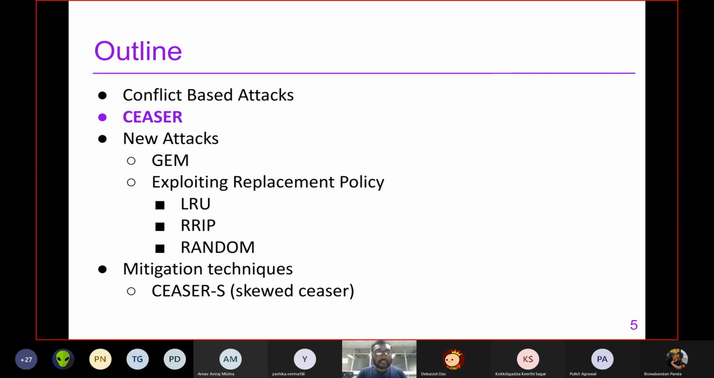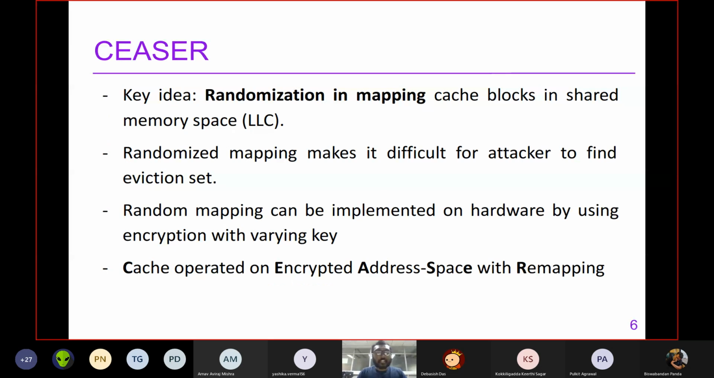Now we see a randomization based technique to mitigate such conflict based attacks. The key idea here is that the mapping of cache blocks to the memory space is randomized, and this randomization makes it difficult for the attacker to find an eviction set, or even if the attacker finds an eviction set, the mapping changes periodically, and because of which the attacker is not able to attack the victim anymore. So CEASER stands for cache operated on encrypted address space with remapping. So two key things are there: encrypted address space and remapping.